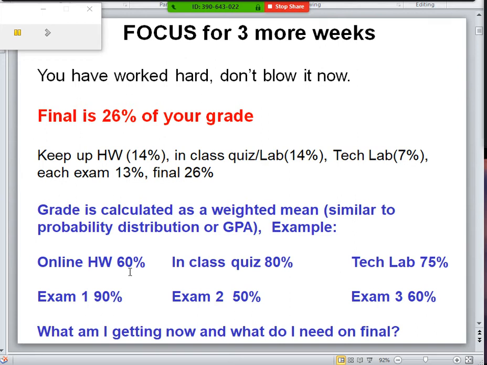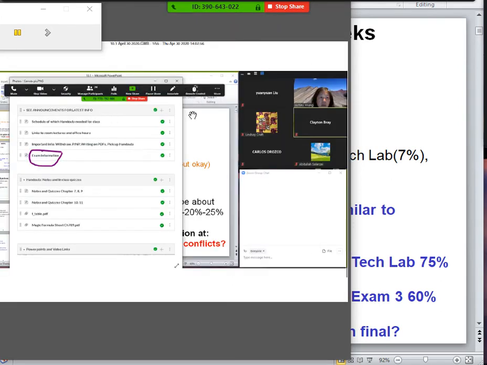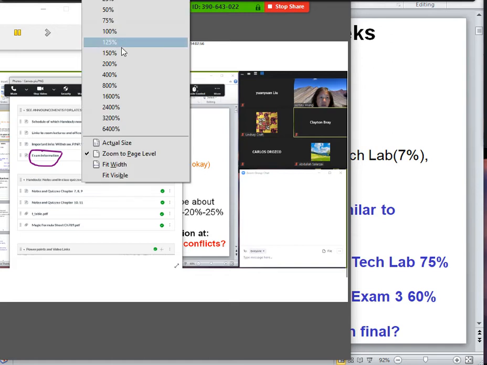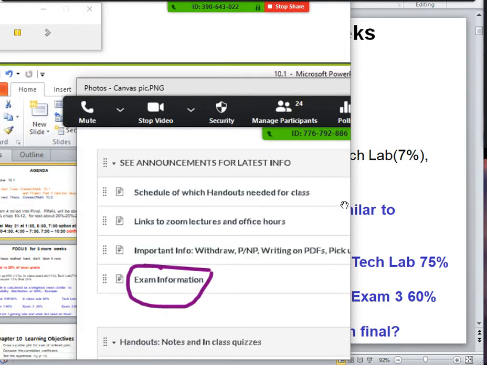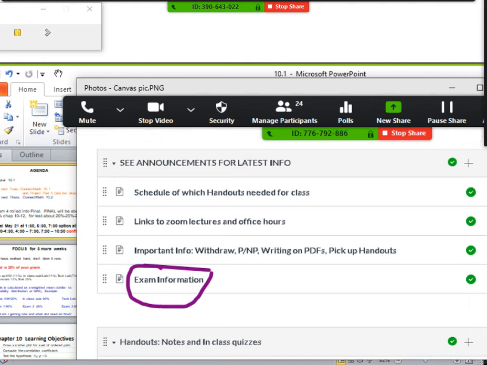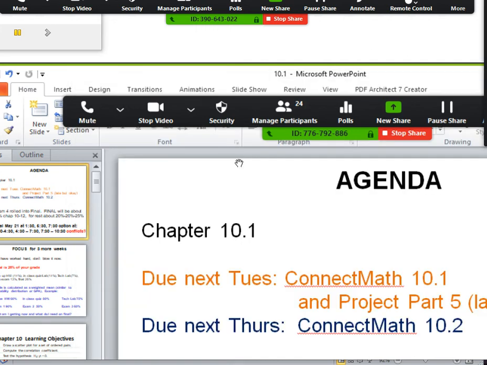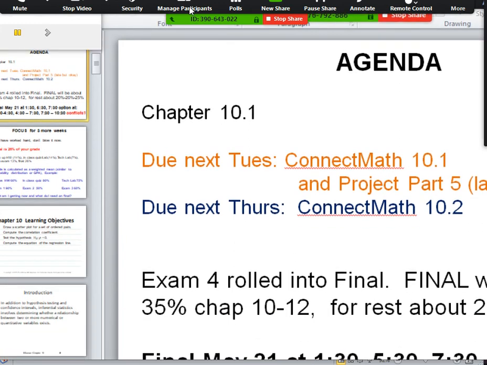So it's just like a weighted mean. So here, a homework score of 60 is weighted 14%, so 14 cents. Score of 80 is weighted 14% also. Let me make this larger. Sorry, go to page 4. Oh, page 5.